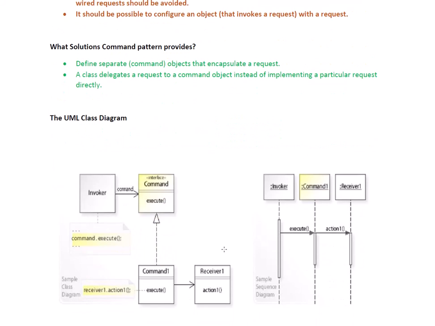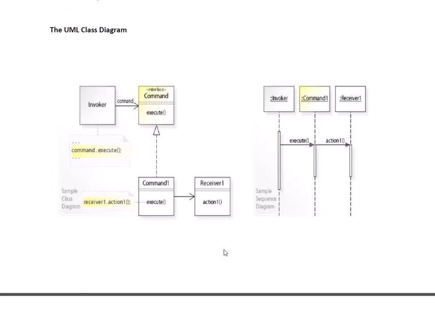So I will go through the UML class diagram. Very simple, guys. Here is the invoker. The command pattern deals with multiple parts. The first one is the invoker. In the case of MS Word, this is your toolbar or a menu bar. The invoker is a toolbar or menu bar which invokes a command, which is save, print, format painter.